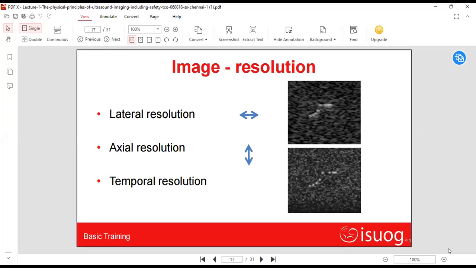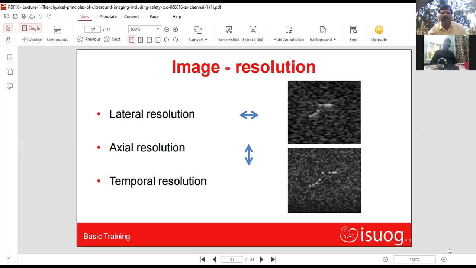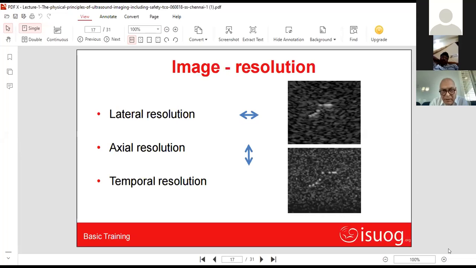In lateral resolution, the dots are perpendicular to the beam, and it is really challenging for the machine to calculate exactly so that two dots which are less than 0.2 mm apart appear as two different dots. If they merge, the image will not be clear.